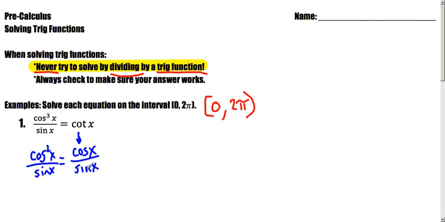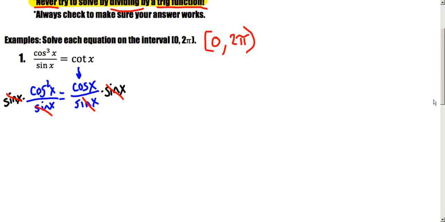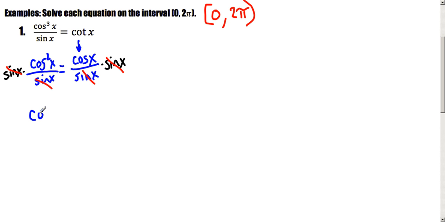Now I've got sine as the denominator of both sides of my equation, so I can multiply both sides by sine of x. Sine of x over sine of x makes 1, on both sides. So we're left with cosine squared of x equals cosine of x. We're looking for some angle whose cosine squared is the same as the cosine of that angle. But again, we want to solve for x algebraically.